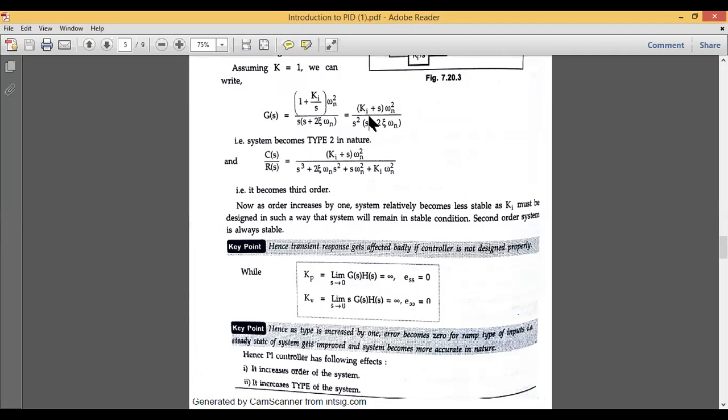So what has happened here is, earlier the order was 2, now the order is increased by 1. Whenever the order is increased by 1, we say the system becomes relatively less stable, because as you increase the order, the system loses stability. The complexity is increasing, because the design will change as you increase the order, the number of variables, the number of coefficients. Adding the order will not make your system stable.